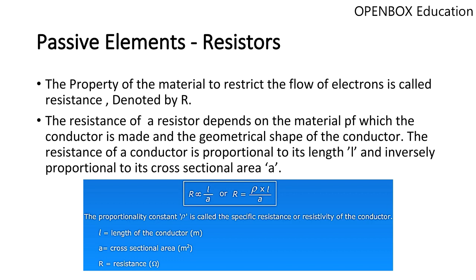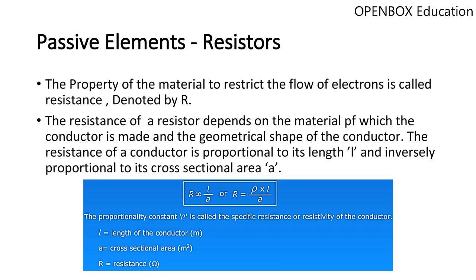Passive elements. Resistors. The property of a material to restrict the flow of electrons is called resistance, denoted by R. The resistance of a resistor depends on the material of which the conductor is made and the geometrical shape of the conductor. The resistance of a conductor is proportional to its length L and inversely proportional to its cross-section area A. Therefore, the resistance of a conductor can be written as R proportional to L divided by A, or R is equal to rho multiplied by L divided by A.